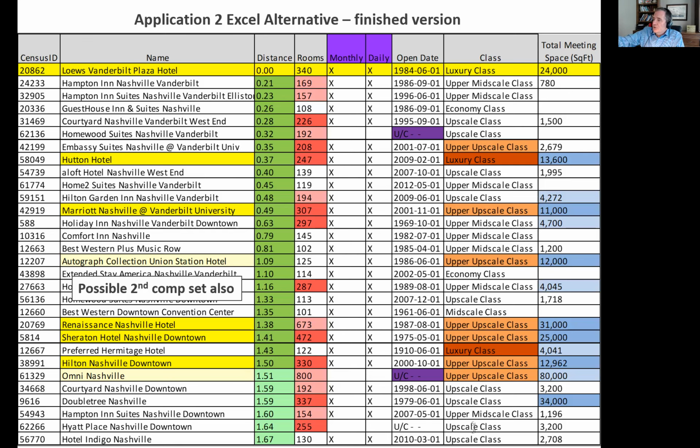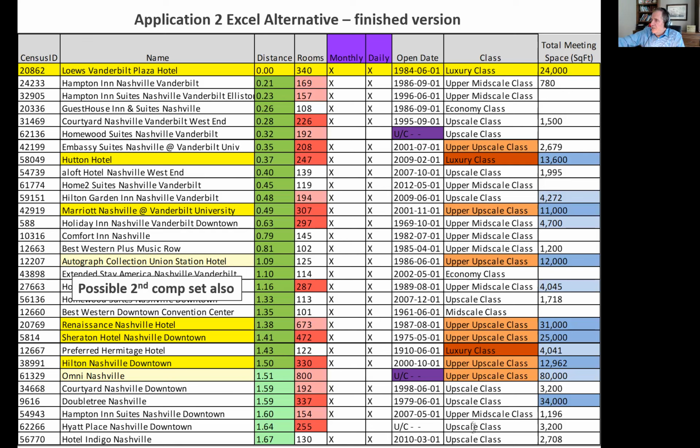Look at the class fields. Notice our hotel is a luxury class. So what did we do? There were a couple luxury class hotels. We highlighted them in dark orange, but then we went to the class right below and highlighted them in light orange, upper upscale. So those are going to be our best and second best cases.